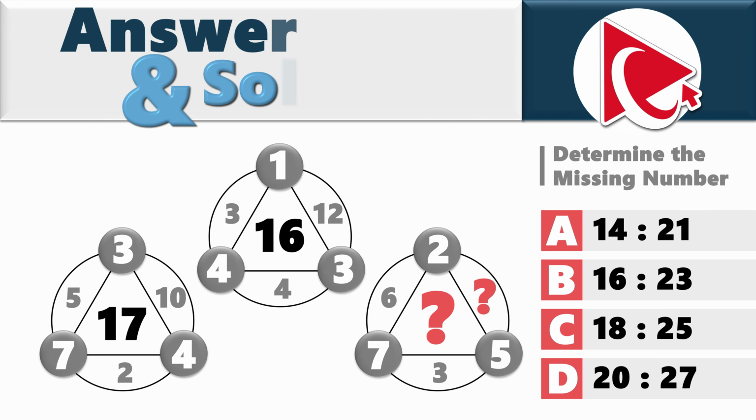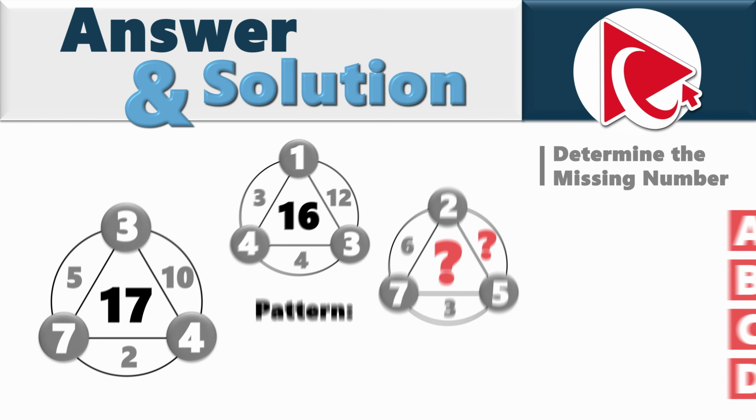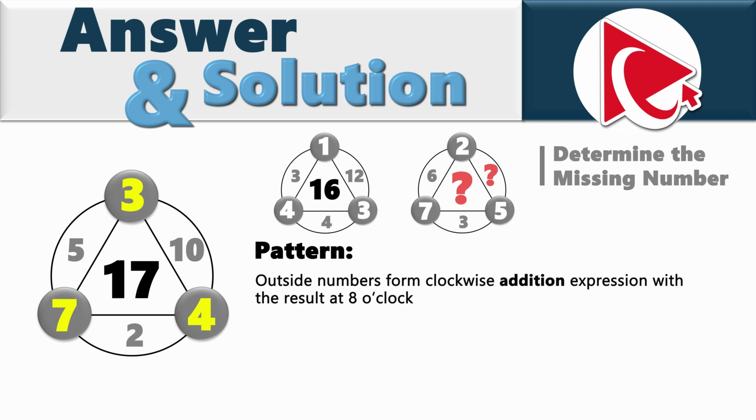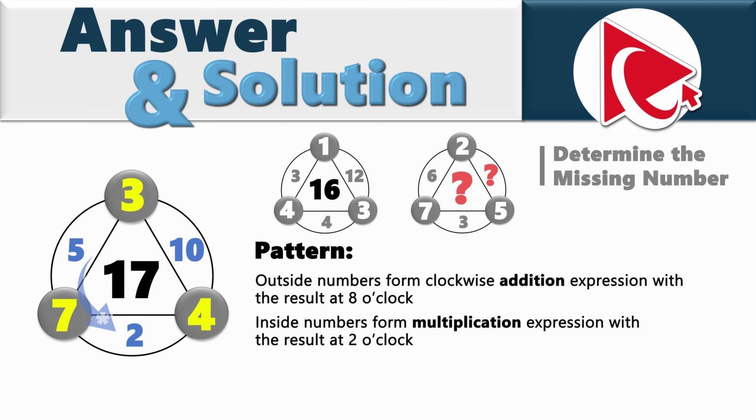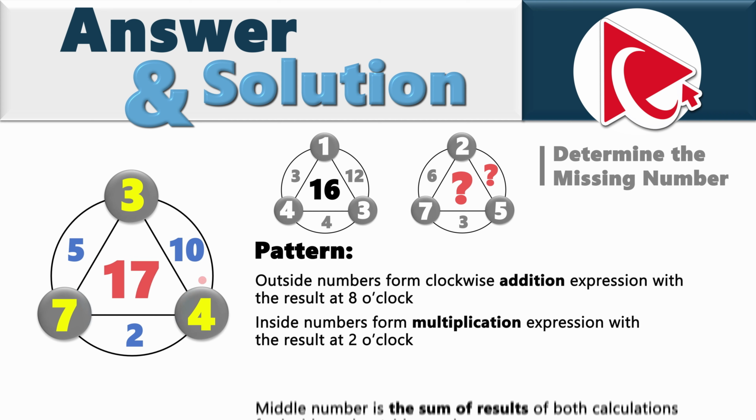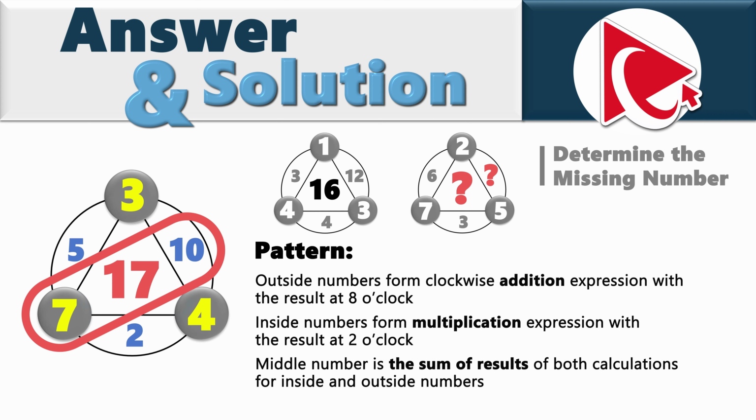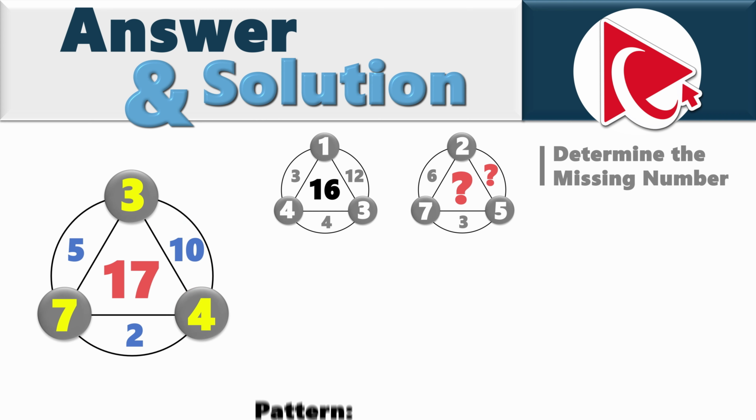If you look closely, you can easily recognize the pattern. In fact, outside numbers form a clockwise addition expression with the result at 8 o'clock, and inside numbers form a multiplication expression with the result at 2 o'clock. And the middle number is the sum of results of both calculations for inside and outside numbers. Let's look at the example.